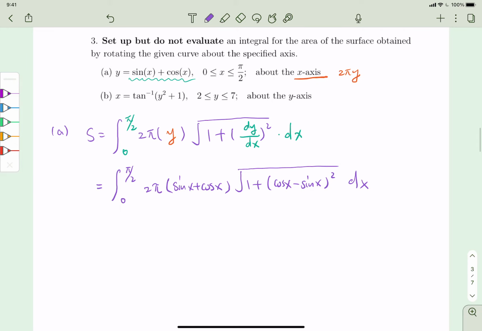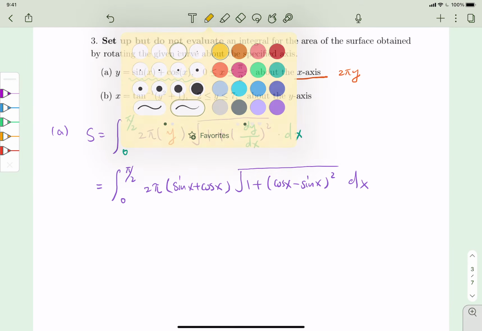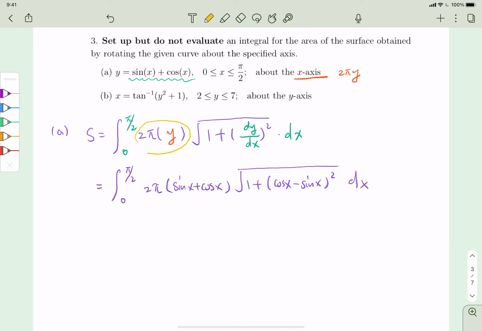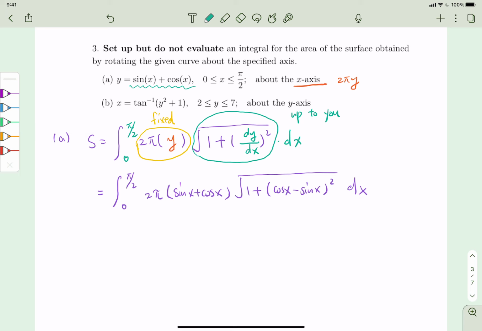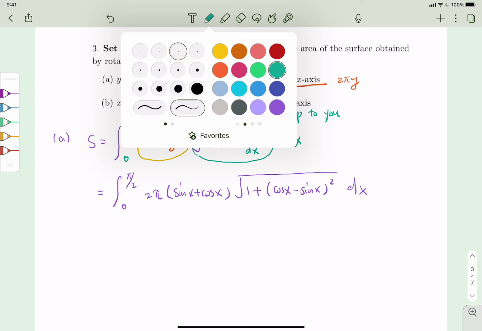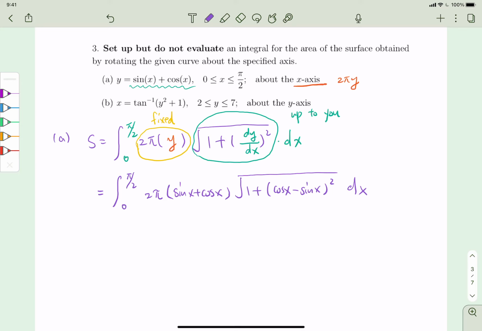And you can see that the only difference is that we have one part here, that's 2 pi something. And we know this part is fixed by the question. You cannot change it, right? It has to be that way according to the question. But for the other part here, this part is up to you. If you choose the right one, it's convenient for you. If you choose the wrong one, it might be too difficult for you. But this one is not fixed. This one is up to you. Okay, that is about this rotation.